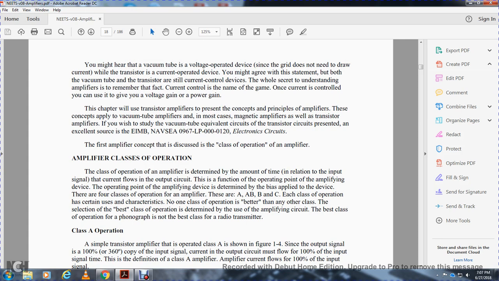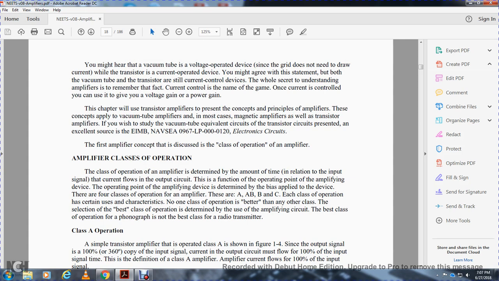The first amplifier concept discussed is class of operation of amplifiers. Amplifier class of operation. The class of an amplifier determines the amount of time, in relationship to the input signal, that current flows in the output circuit. It is a function of the operating point of the amplifying device, which is determined by the bias supplied to the device.